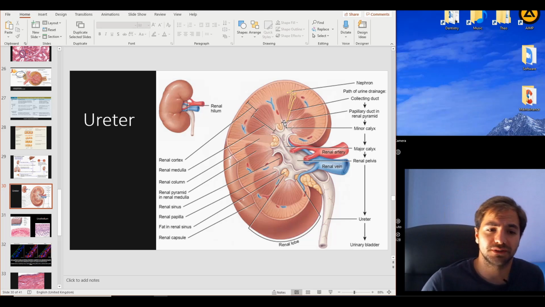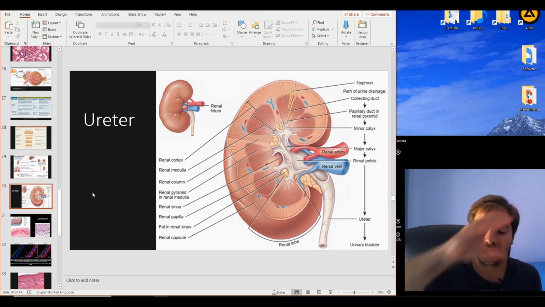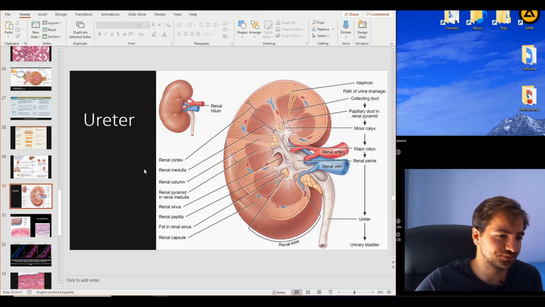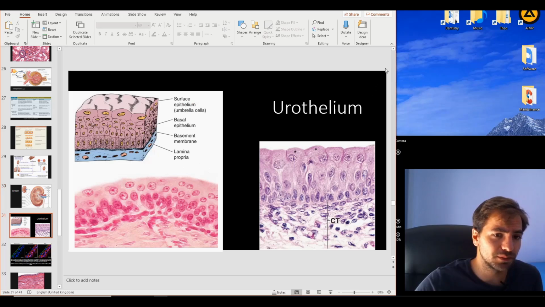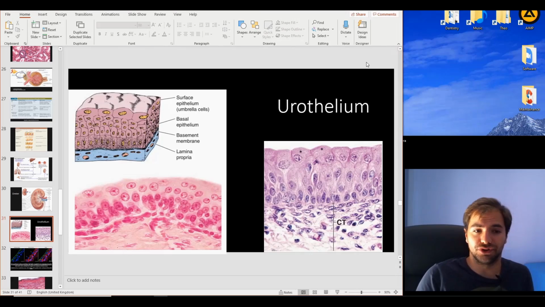After this we're going to meet the minor calyx, which of course converges to form the major calyx in the end, and after that we're going to accumulate all the urine in the renal pelvis. After the renal pelvis, the urine is going to pass straight to the ureter. So the ureter is nothing more than a long duct that facilitates the passage of urine. Let's talk a bit about the structure and the unique parts of the ureter.